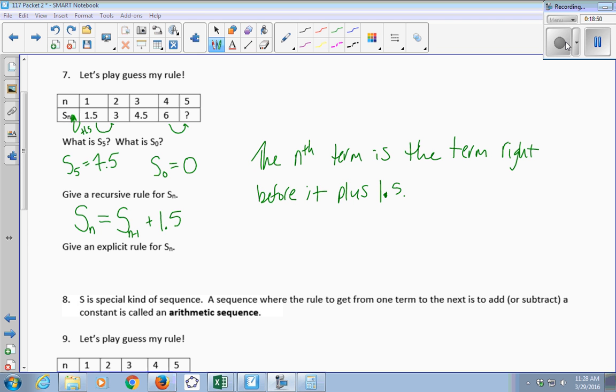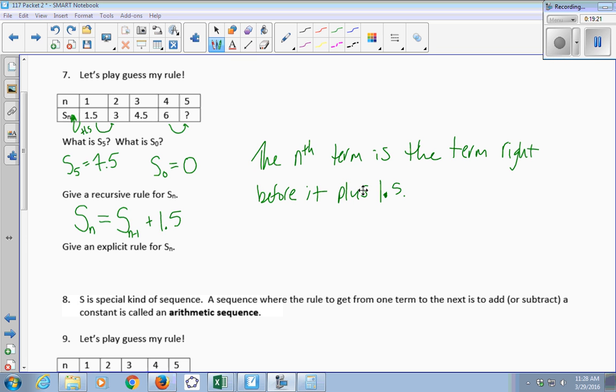Yeah, Allie. Yeah, we'll do some examples where you also might use the 2 terms before it, right? Yes, that is the rule to get the term right before you use an n minus 1. Yep.